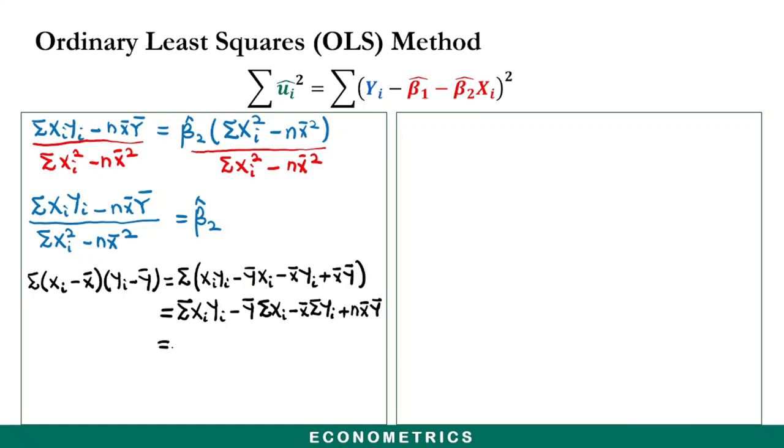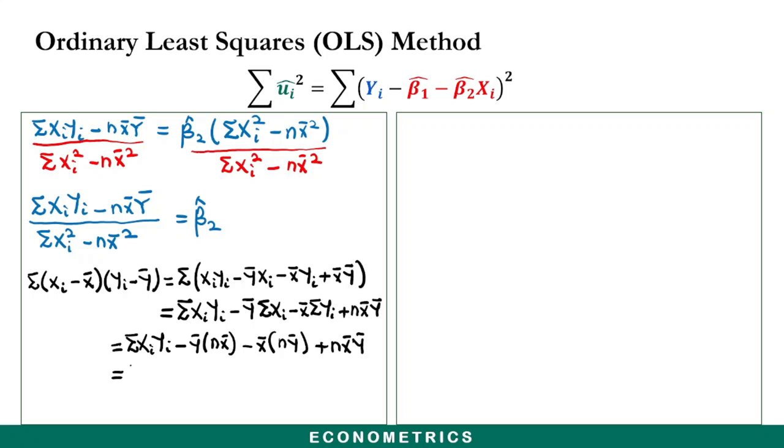So here we should have, let me just push this to the left-hand side so we get more space, just in case we run into trouble. So here we have equals sigma x_i y_i, minus y bar sigma x_i, which is n x bar, then minus x bar sigma y_i, which is also n y bar, then plus n x bar y bar.